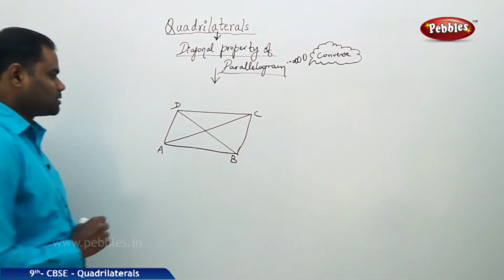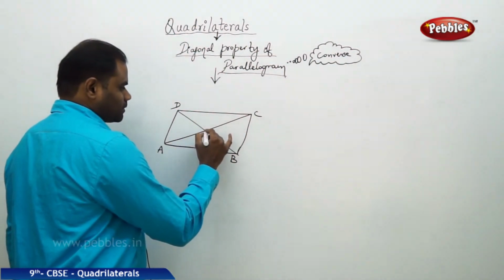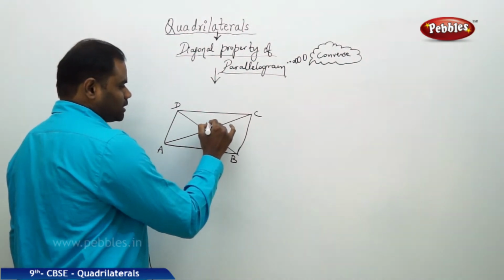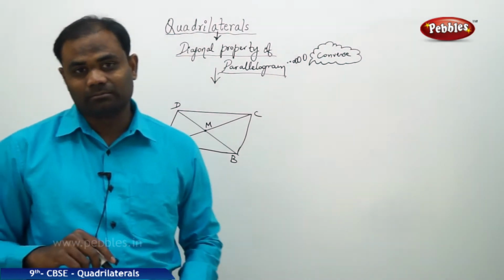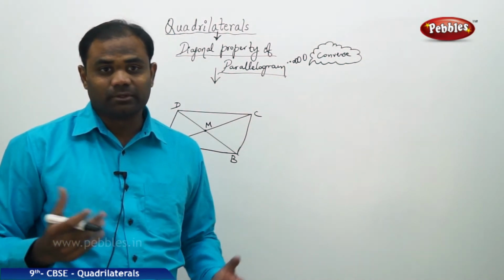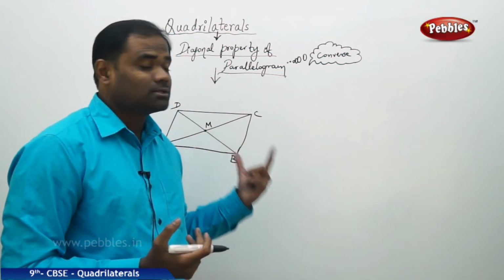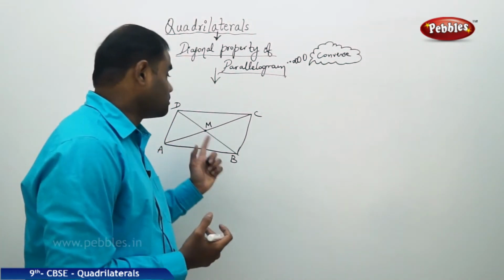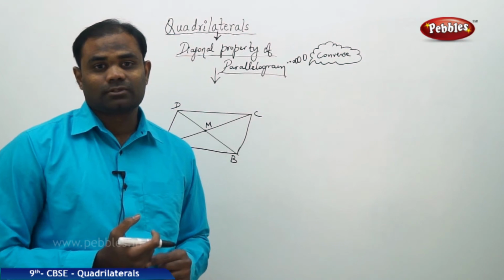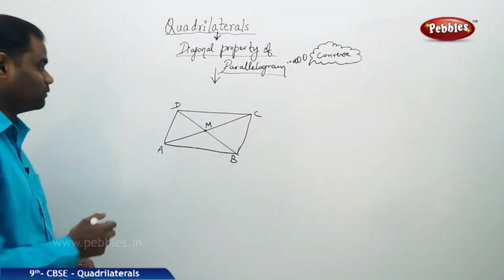Now if the diagonals bisect, that is, if the diagonals meet at the common midpoint, then will this shape be a parallelogram? Yes, it will be. That is, the converse holds for a quadrilateral where the diagonals bisect each other. So let's see the statement of the converse.